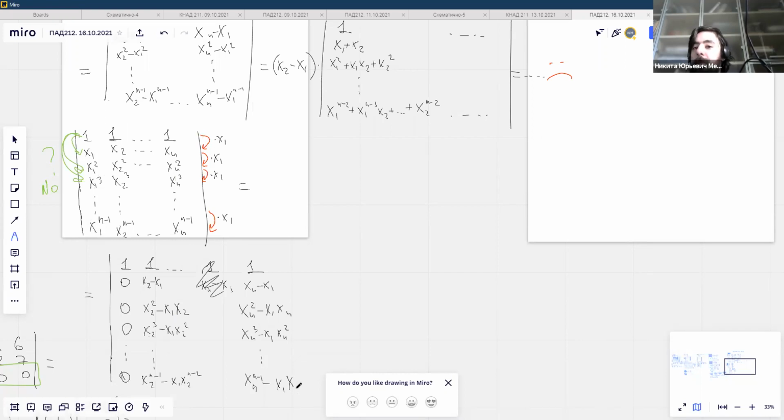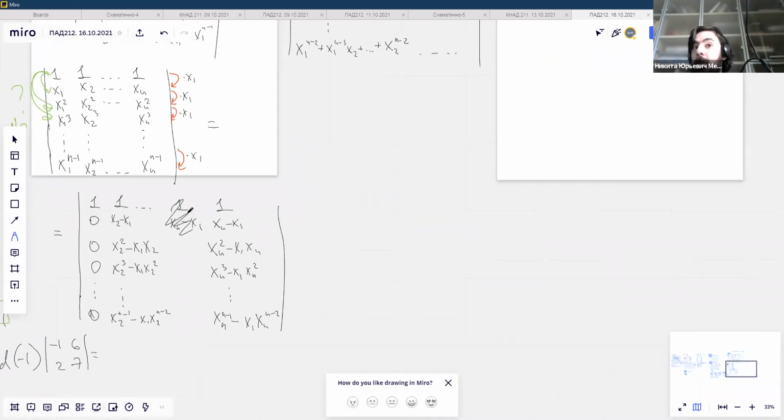Okay, but now, so this doesn't look much better than the original one. But I claim it is better because after I expand by the first column, I obtain the following. In this expression, I may take x2 minus x1 outside. In this expression, I may take x2 minus x1 outside, etc.